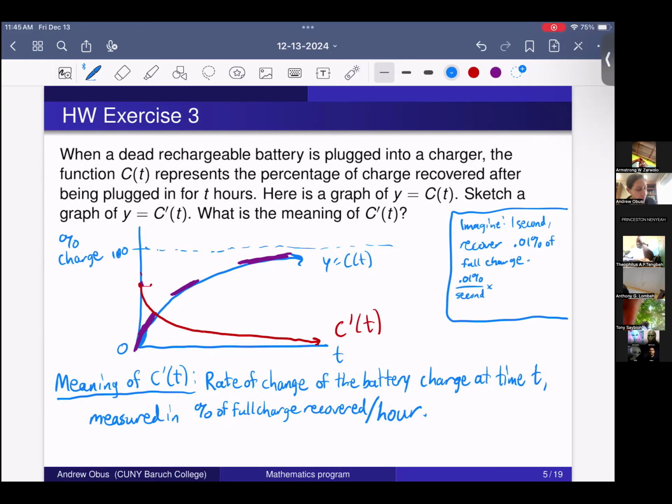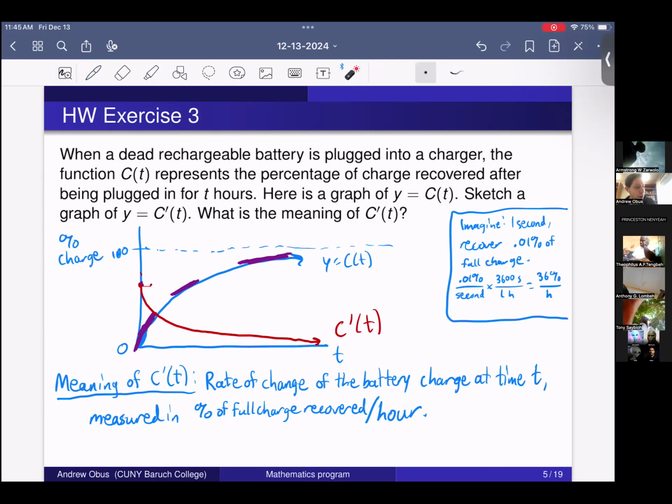I'm sorry for the writing being so small, but we want to change this into hours, right? So we have to multiply by 3,600 seconds over 1 hour, which is how many seconds are in an hour. And what this comes out to be is 36% per hour.